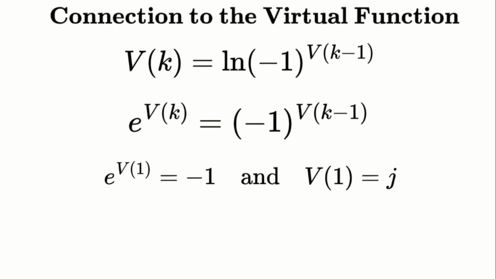Interestingly, this resembles Euler's formula, where e raised to the power of i times pi equals -1 in the complex number system. However, in our system, j is defined as the natural logarithm of -1, which leads to a slightly different relationship.